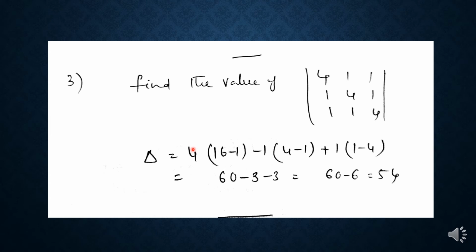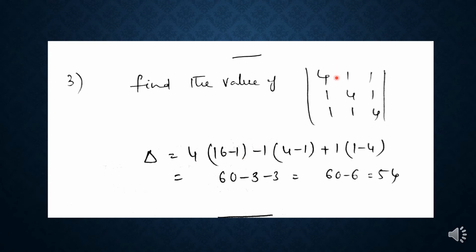By taking any row or column, we get the value of the determinant. Usually we take the first row. The first row elements are 4, 1, 1. So delta is equal to 4 into, by deleting this column and row, we get the elements 4, 1, 1, 4. The determinant value is 4 into 4, 16, minus 1 into 1. So that is 4 into 16 minus 1.